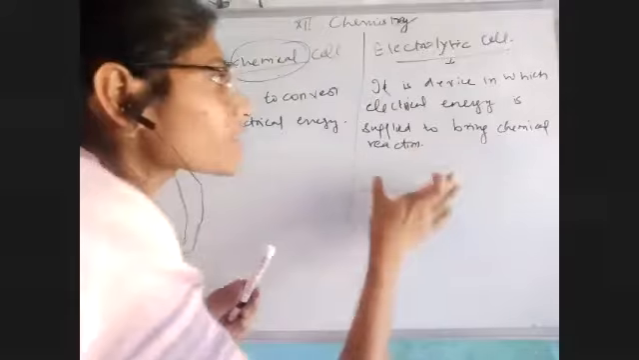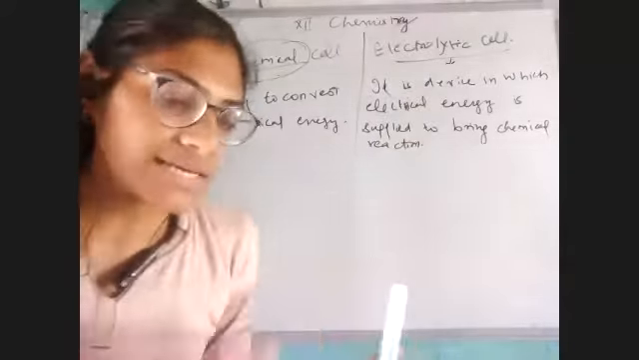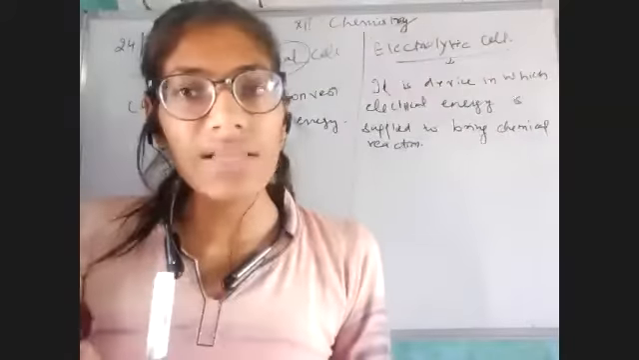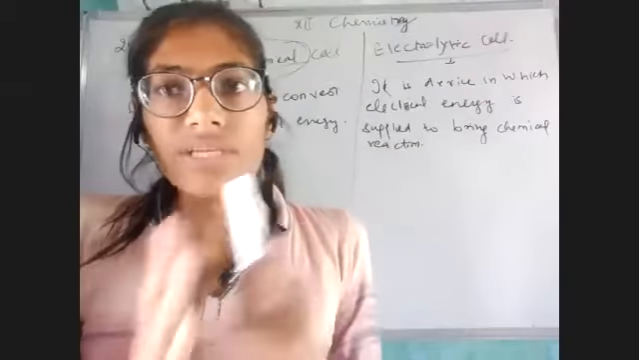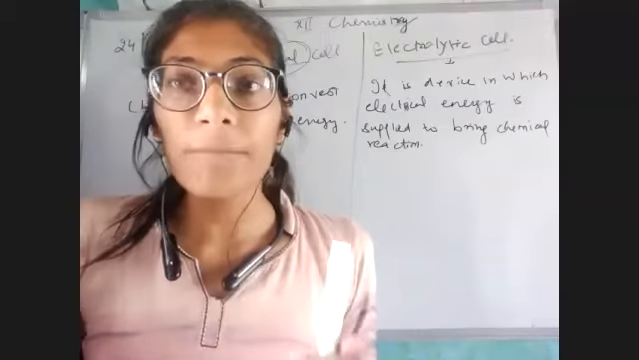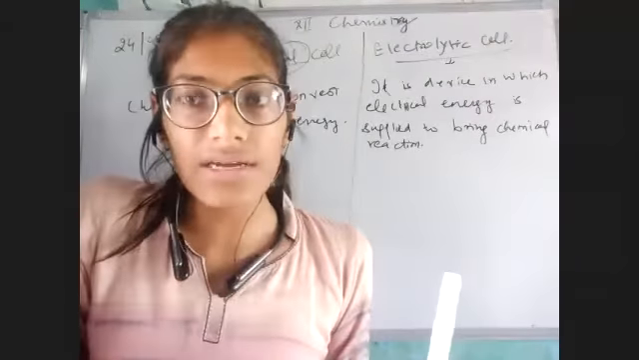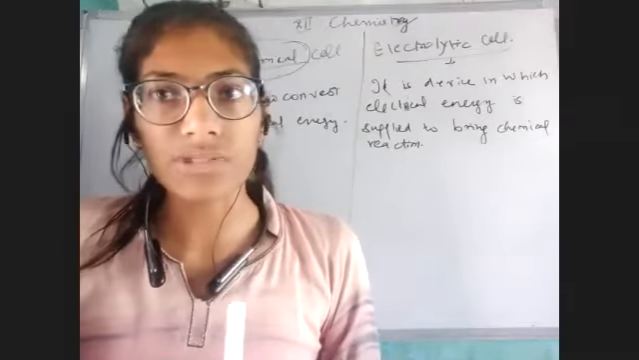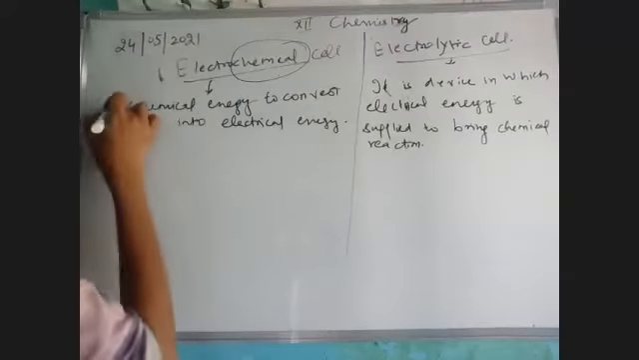But electrolytic cell is totally opposite. It's the device in which we need to bring about our chemical reaction. It also has reduction as well as oxidation. It also has 2 half cells. But the point here is, in this case, we need electrical energy so that our chemical reaction can proceed.